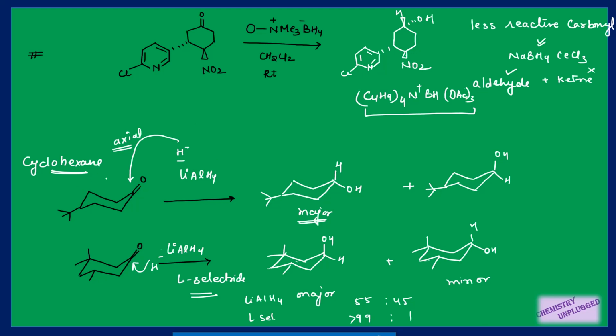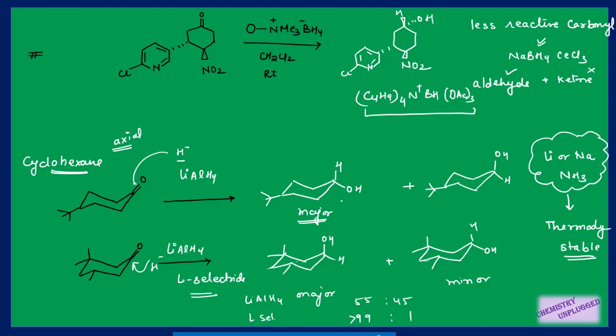But suppose you are using lithium or sodium in ammonia, means if you are using this dissolved metal as a reducing agent, we have discussed about these dissolved metals in previous chapters, that they preferentially form thermodynamically stable products, means your OH should go in equatorial direction.